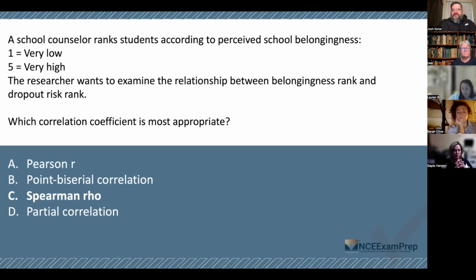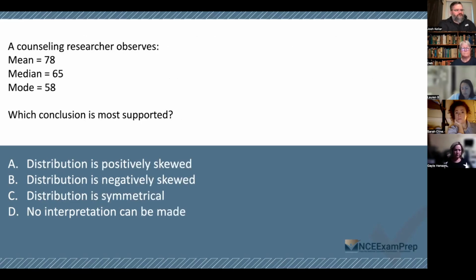There's no data that's collected. There's not been an assessment, there's no answers. We just have to go based off of this school counselor's ranking. Rank is going to be Spearman-Rho.